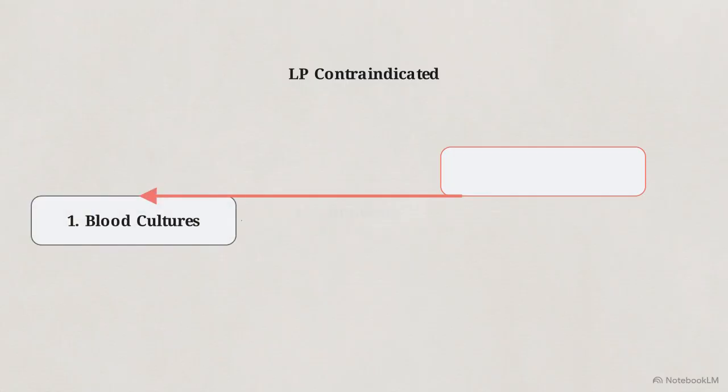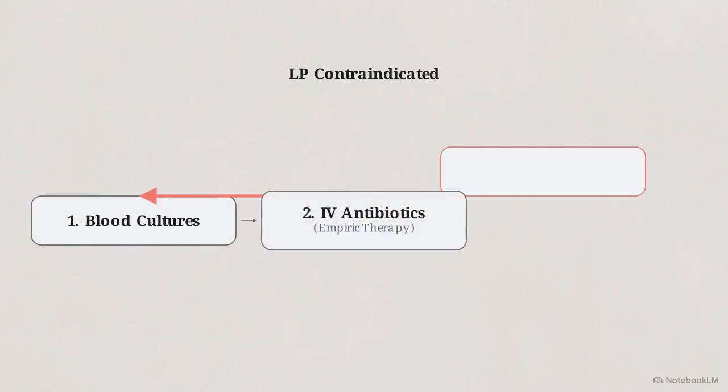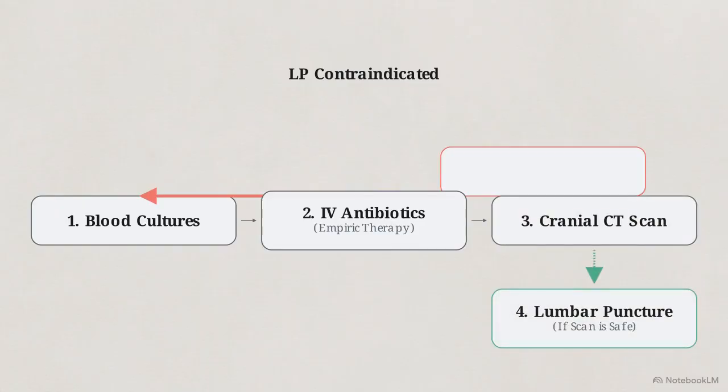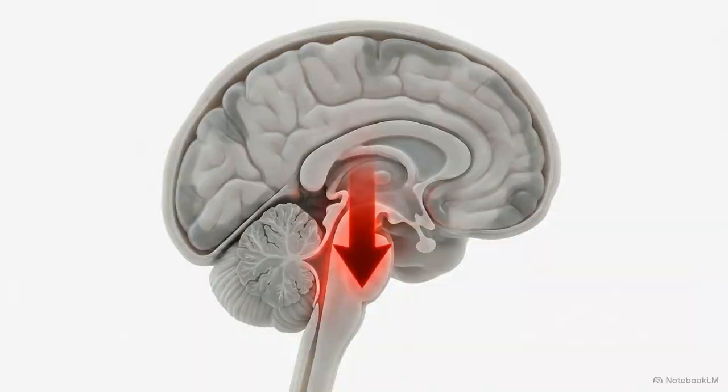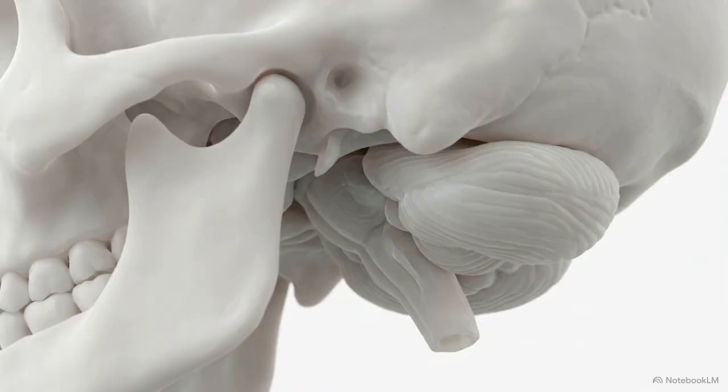The physician must immediately draw blood cultures and administer empiric IV antibiotics. Only then is the patient sent for a cranial CT scan to evaluate the brain before a needle touches the spine. Bypassing this specific triage pivot has catastrophic physical consequences. Performing a lumbar puncture on a patient with elevated intracranial pressure creates a pressure gradient that can draw the brain tissue downward, causing fatal herniation.